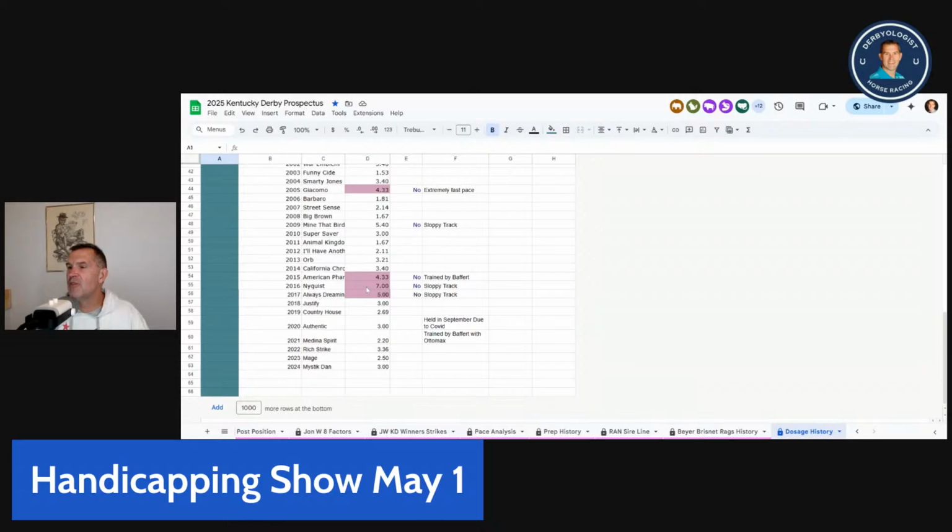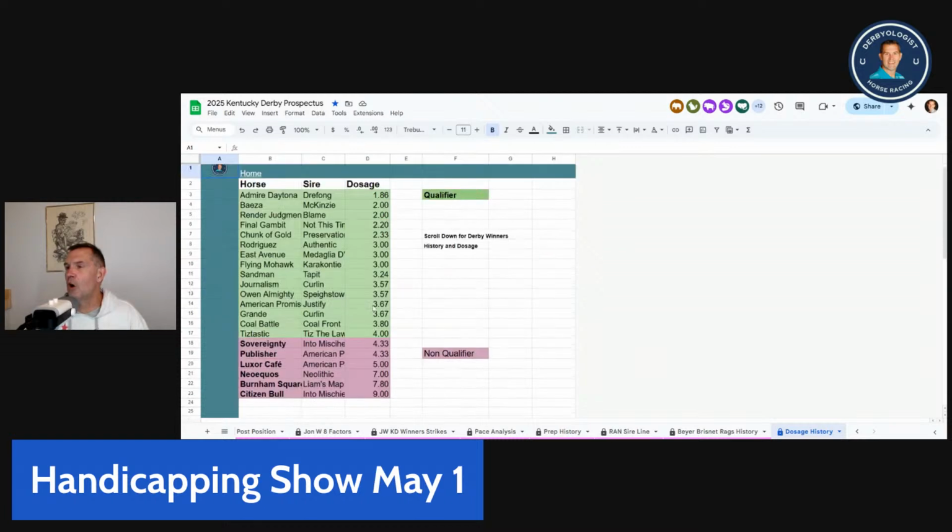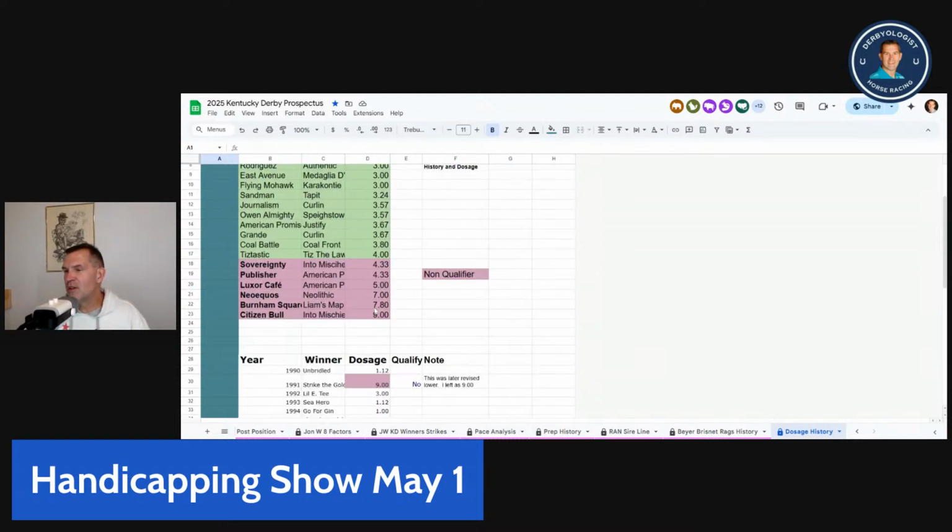American Pharoah was a favorite. Nyquist was a favorite. Always Dreaming was a favorite. The long shots were the high prices. So that's why this year, if you don't like Citizen Bull and you don't like Neoquos and Luxor Cafe, this may help you scope out a favorite.